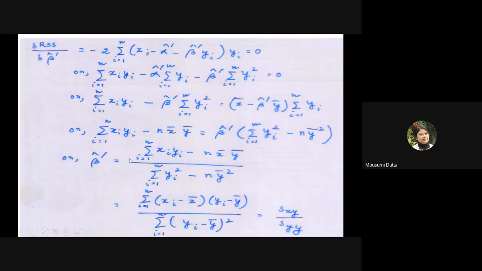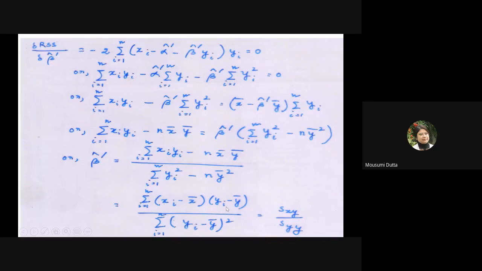Okay, and from there you will get the value for beta hat prime, which is summation xi yi minus n x bar y bar divided by summation yi square minus n y bar square, which is also equivalent to summation xi minus x bar into yi minus y bar divided by summation yi minus y bar whole square, or sxy by syy. So what is the change between beta hat and beta hat prime?